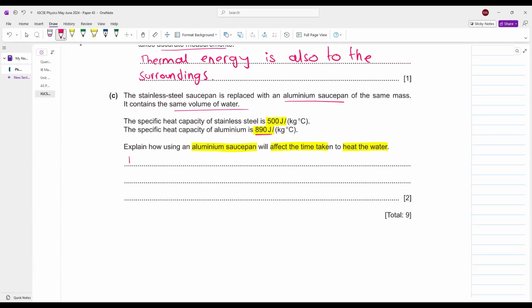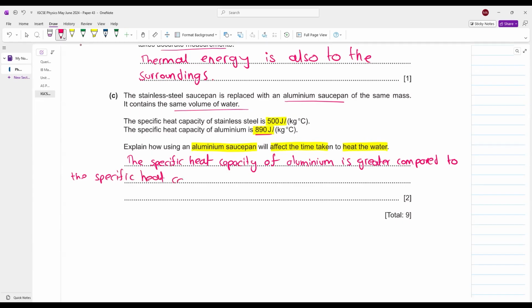So, how will you frame your answer? You will say the specific heat capacity of aluminum is much greater compared to the specific heat capacity of stainless steel.